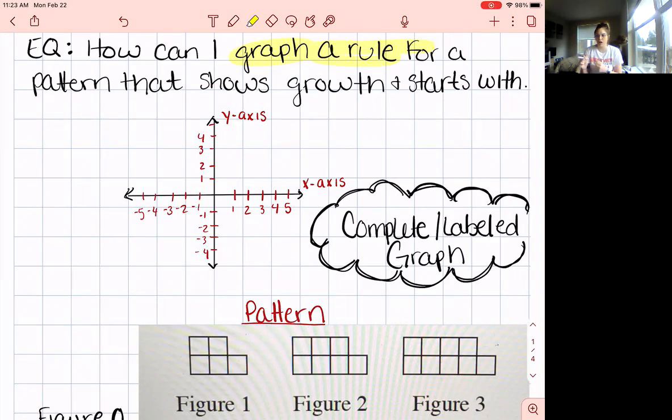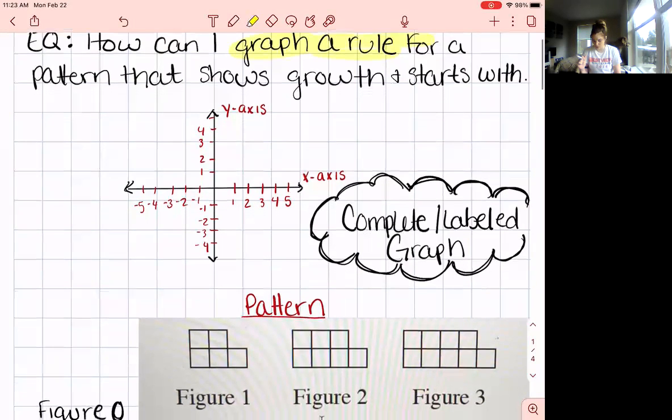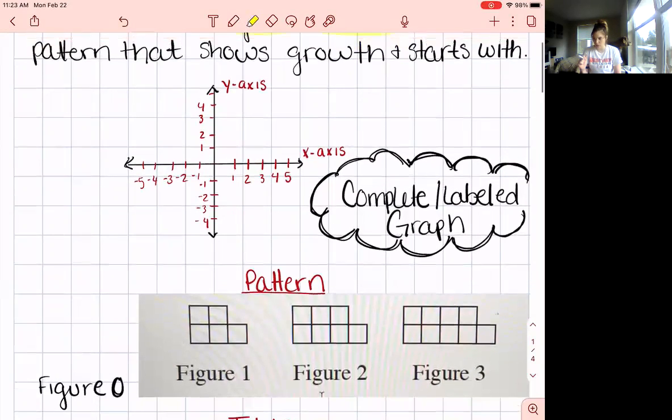So I do want you to copy figure 1, 2, and 3. And why don't you go ahead and try and draw figure 4 as well, and then we'll come back and we'll draw figure 4 together and then talk about it.